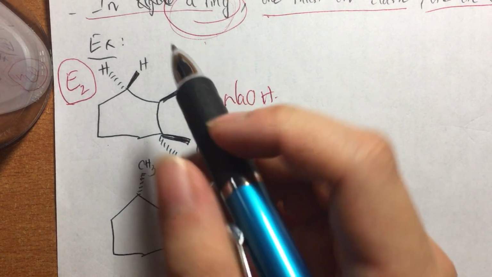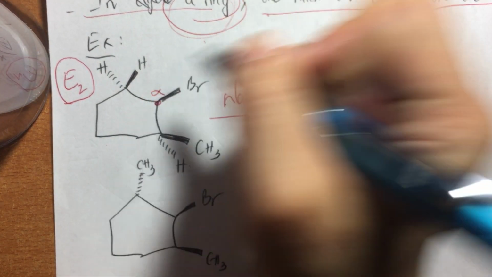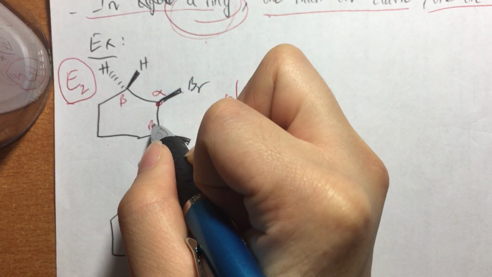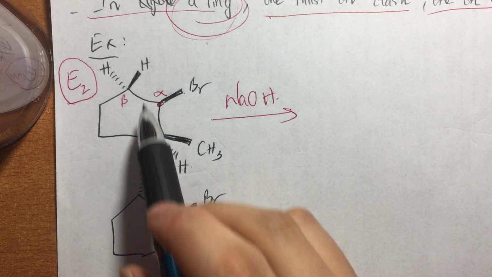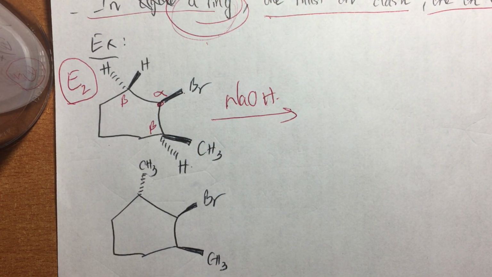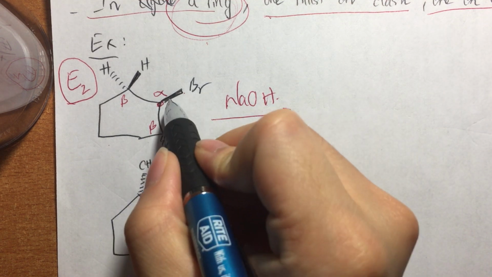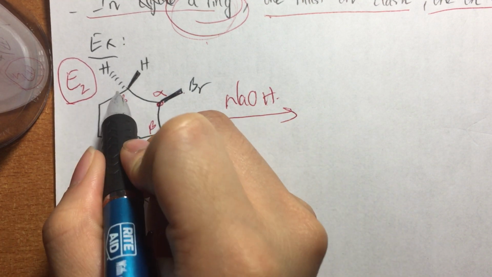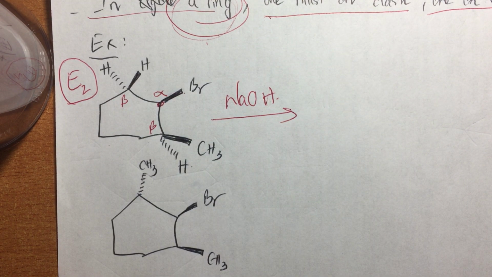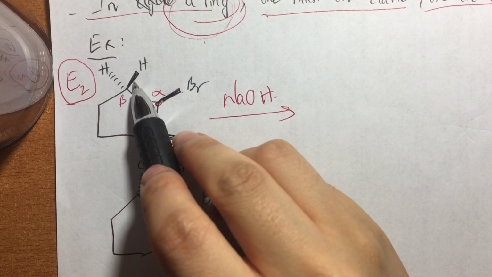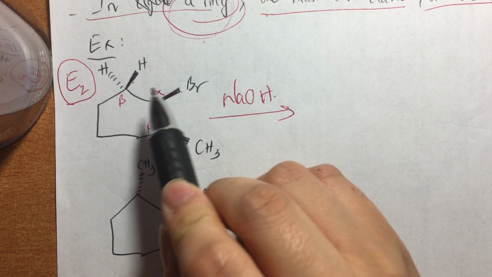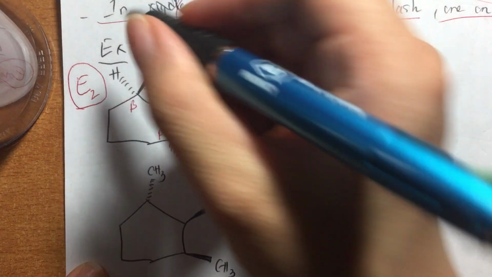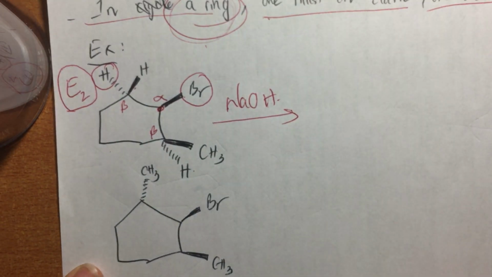So for the E2 product, here's my alpha position, the one that connects directly with the bromide, and here are the two beta positions. Now I want to figure out which hydrogen I will take. If my bromide is already on wedge, I want to react with the hydrogen that is on dash. The hydrogen on wedge cannot react because wedge and wedge are not in anti-periplanar configuration. So one on dash and one on wedge will occur.